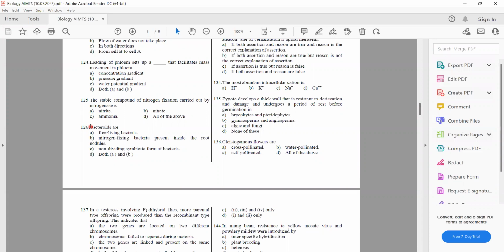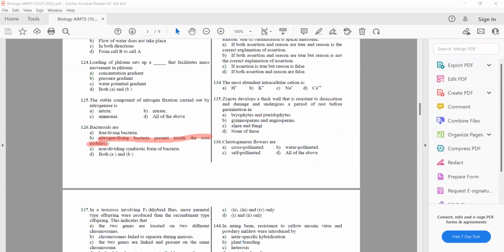Bacteroids are... So when we talk about the bacteroids, you can see them especially in biological nitrogen fixation. They are nitrogen fixing bacteria. You can see they'll be present inside the root nodules.